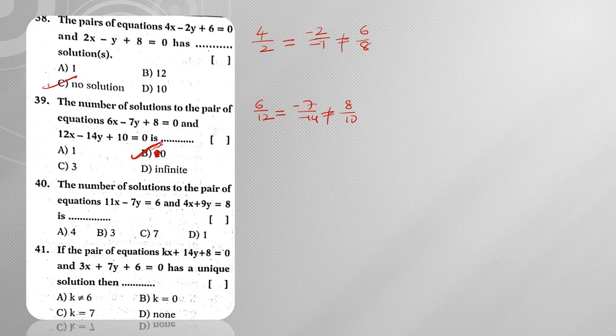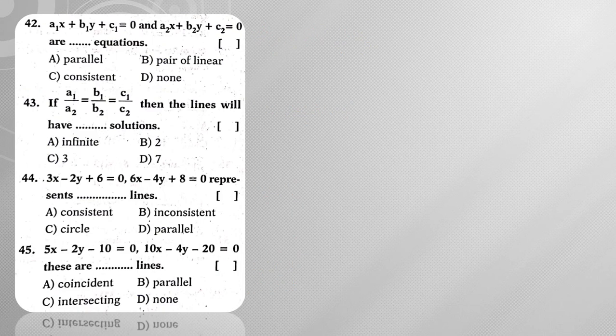Next, the number of solutions to the pair of equations. So same, 11 by 4, -7 by 9. So clearly, these two are not equal. Hence it has unique solution. Next, if the pair of equations has unique solution, so unique solution means k by 3 is not equal to 14 by 7. So in 7 table this goes 2 times. So from this k is not equal to 6. If k is not equal to 6, then we can say that it has unique solution.